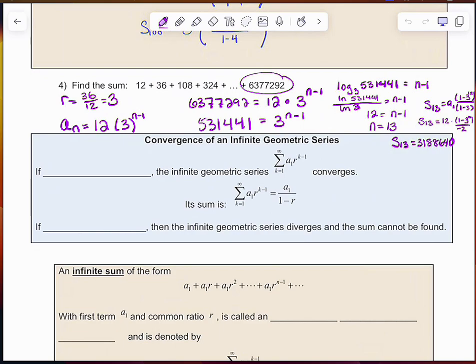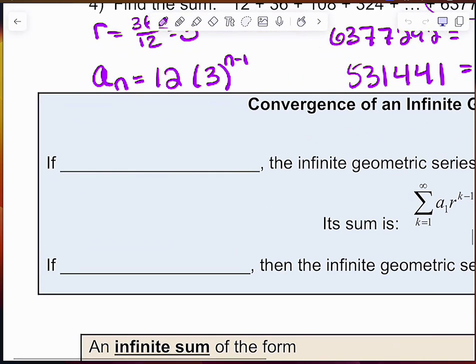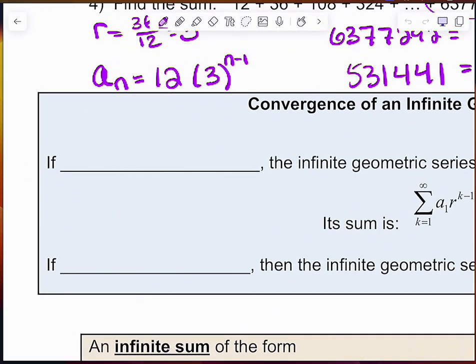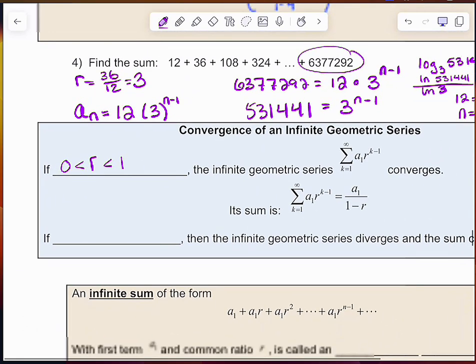So the delineation, the rule, is that if the common ratio R is less than 1 and greater than 0, the infinite geometric series converges. If R is greater than 1, then it diverges and we cannot find the sum.